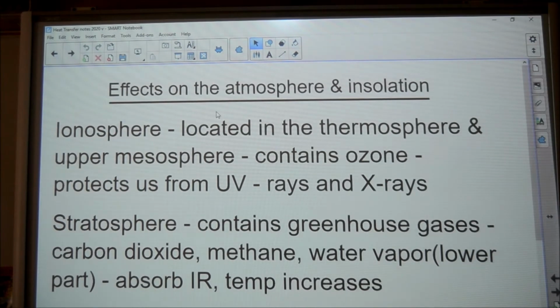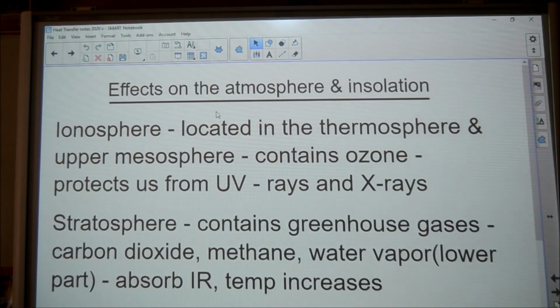So remember, the upper mesosphere is where you're going to have your ozone that's protecting us from UV rays along with X-rays. Stratosphere. Now, we hear a lot about climate shift, climate change. The stratosphere actually is where you have your greenhouse gases, be it carbon dioxide, methane, water vapor in the lower part of the stratosphere. These greenhouse gases absorb infrared. When you absorb infrared, it causes the temperature to increase.